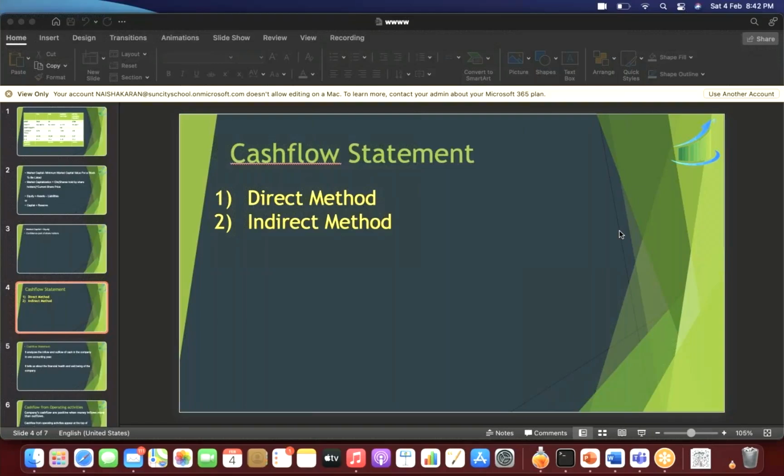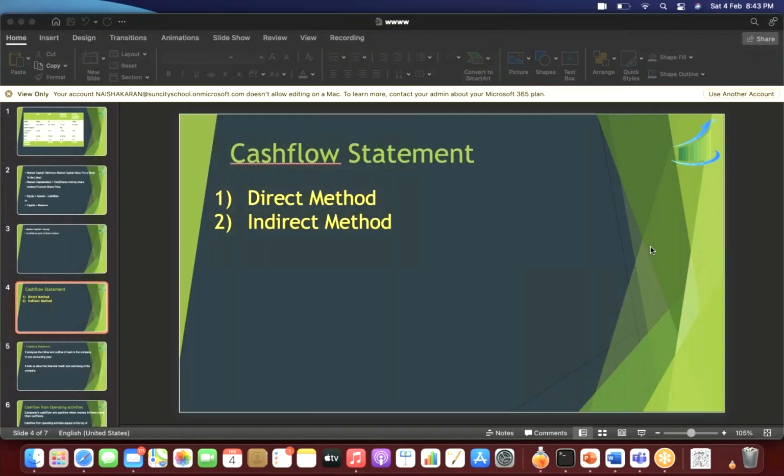So there are two methods to calculate cash flow statement. One is the direct method, the other is the indirect method. There are three segments of cash flow statement. Three segments means it is divided into three parts. First part is cash flow from operating activity. Second is cash flow from investing activity. Third is cash flow from financing activity. These three activities are there in both the methods.